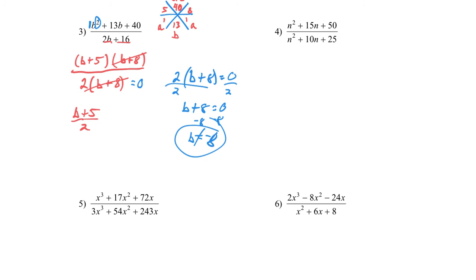Number 4, you'll just have to do the star for both the top and the bottom. There's no common factor because you can't take out anything more than 1.